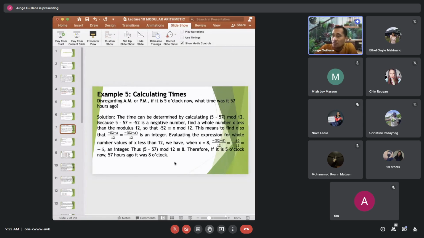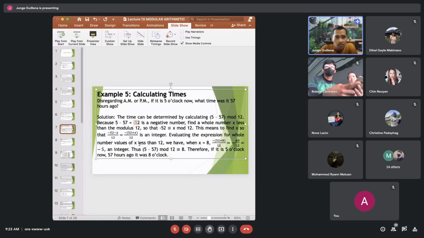Once you have the idea of modular arithmetic, you can just have 5 minus 57, that is negative 52, and it is a negative number. So what we need to do is find a whole number x less than the modulus 12. So the value of x is within 0 to 11. In this case, you can use the definition of modulo n. So you can have negative 52 minus x over 12. That is, you factor out negative 1, so negative of 52 plus x over 12. Find a value of x that will result in an integer.